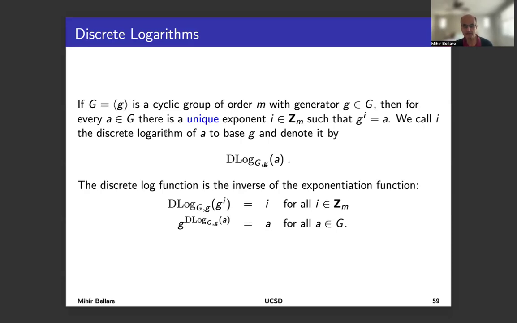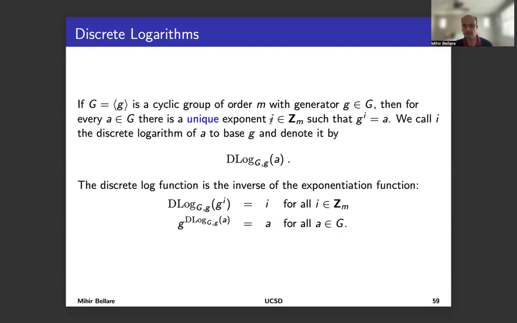By definition of the cyclicity and of g being a generator, if I take any point A in the group, I know that there's some unique exponent i such that g to the i gives you back A. It's unique as long as you confine it to this range. This range is everything from 0 up to 1 less than the group order.